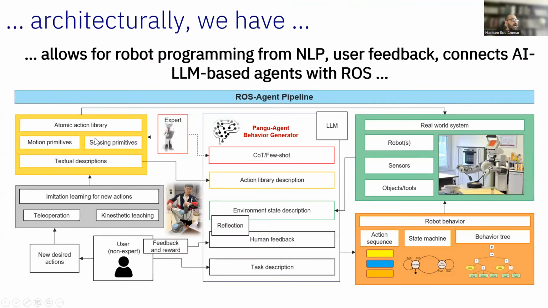And this is how our pipeline works all together. We have a set of atomic actions, and then we have the agent, which can generate behaviors that go to the real world system. Then the real world system can give feedback, either from a human or from the reward if you have it, and then replanning happens. There's one component I did not speak about yet, which is this part here, imitation learning for new actions. Now, I told you I would like to achieve two things, well, three things in this work. The first thing is I want to allow you to dictate the task by language.